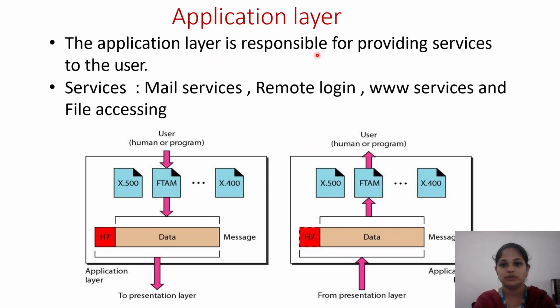It is responsible for providing services to the user, and the services may be mail services, remote login, World Wide Web services, and file access. This side represents the sender side, and this will be the receiver side. The data from the user, which may be a human or a program, is given to the application layer. This data, along with the header, is given as a message to the presentation layer on the sender side. On the receiver side, from the session layer, it goes through the presentation layer and is forwarded to the application layer along with the header, and finally the user receives the data.